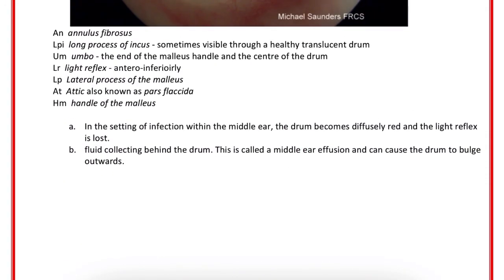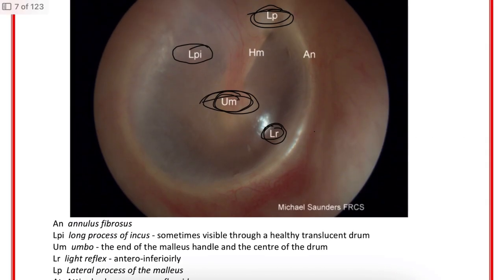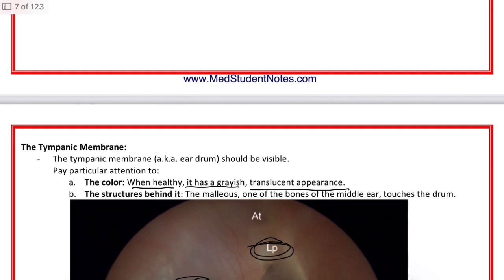So in the setting of infection within the middle ear, the drum becomes diffusely red and the light reflex is lost. The fluid collecting behind the drum is called middle ear effusion, and it can cause the drum to bulge outwards. So we can check with this otoscopy, and we have some special tests.